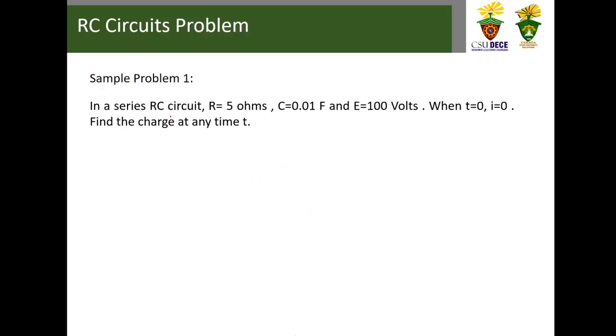So the problem is, in a series RC circuit, we have R equal to 5 ohms, C is equal to 0.01 farad, and E equal to 100 volt. When T is equal to 0, I is equal to 0, or the current is equal to 0. Then the problem is, find the charge at any time T. Okay, let me pause for a while so that I can write it in the whiteboard.